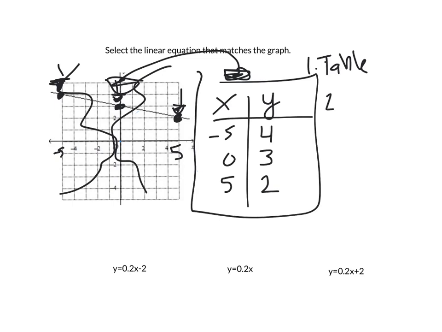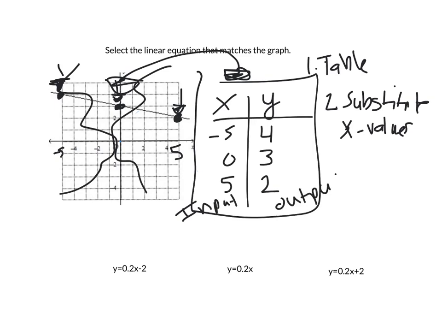So step two now is that we're going to substitute x values. So we spent all last week looking at tables and substituting. So remember, we call the x the input and y is my output. So basically, again, we're saying if I substitute in a -5 into one of these three equations, which one is going to give me an output of +4?